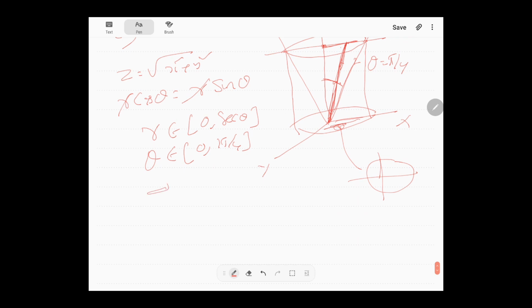And where does phi vary? Phi is the projected region in the first quadrant. Therefore, what are the limits for phi? Phi is 0 to pi by 2.